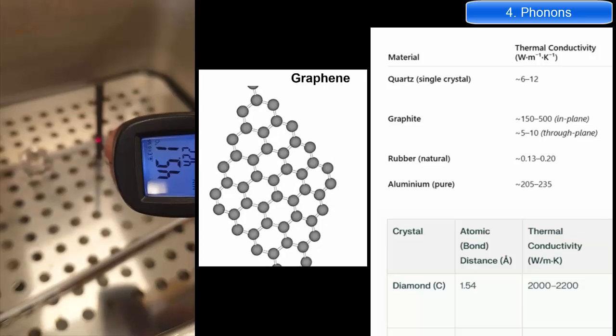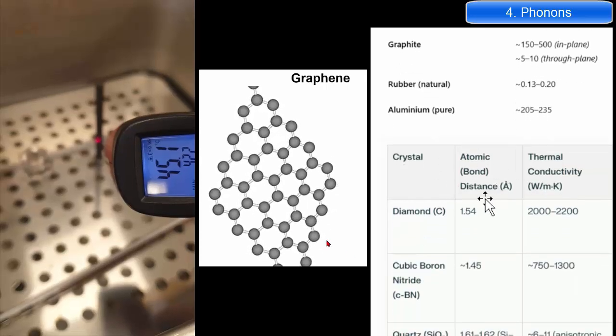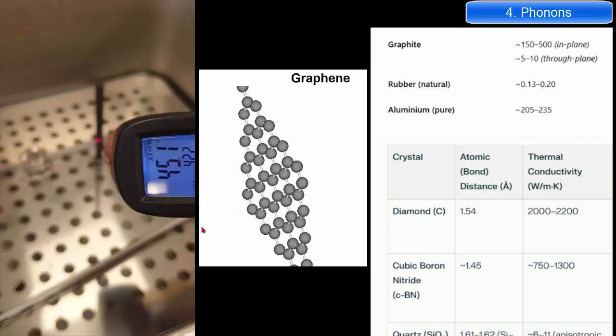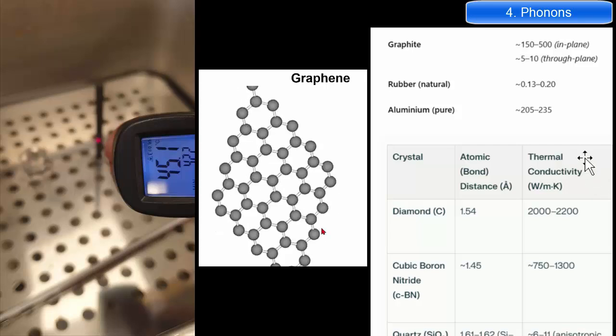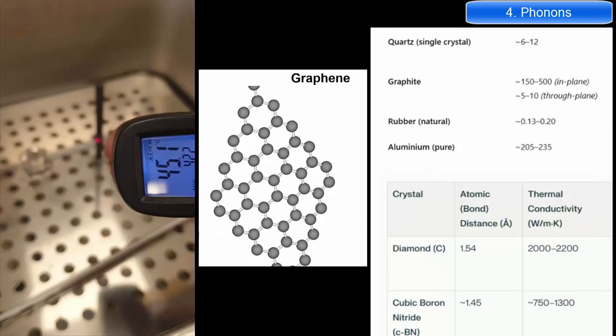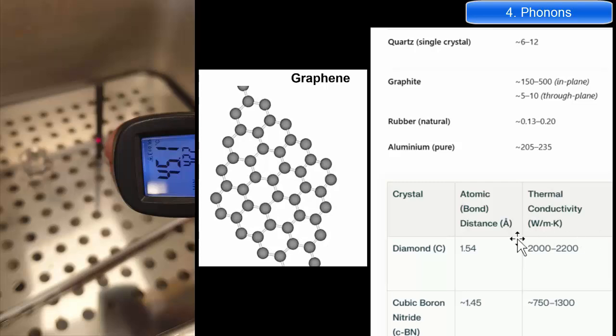Generally, if it has a small atomic distance and it's a uniform, tight structure, it will allow vibrations to follow through as phonons the best and will give a better conductivity. And this is the max value. Diamond is the best that we have.